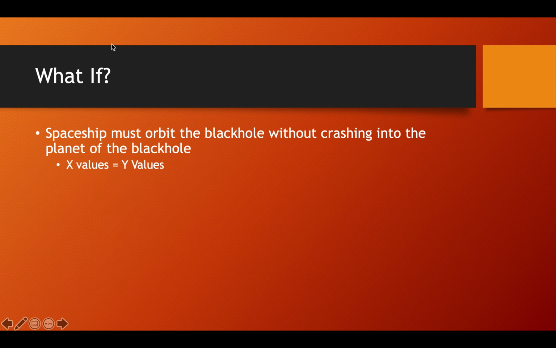So with the what if, the initial velocity of the spaceship would have x and y values equal to each other to make it so that my spaceship would orbit the black hole. It would not crash into the black hole, nor would it crash into the planet by having the x values equal to the y values.